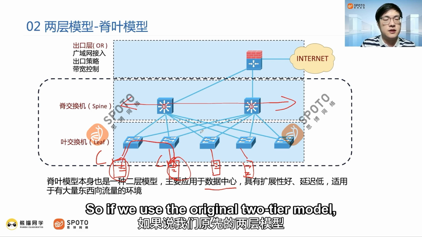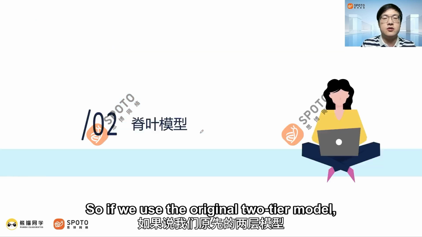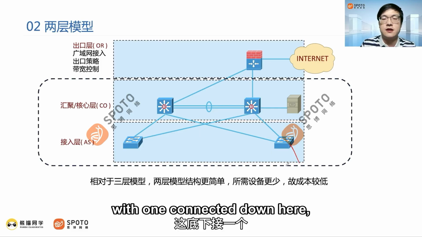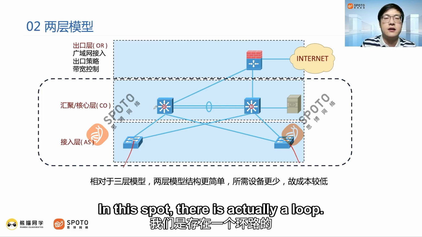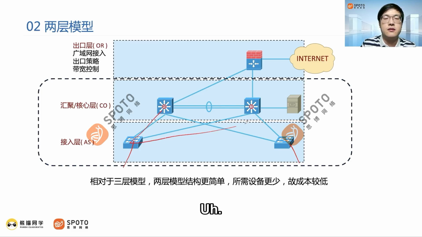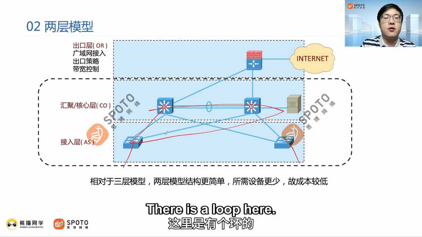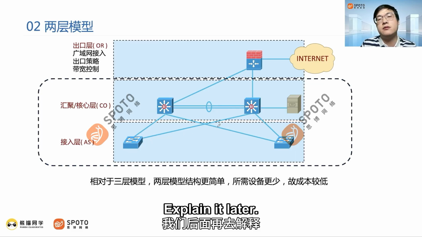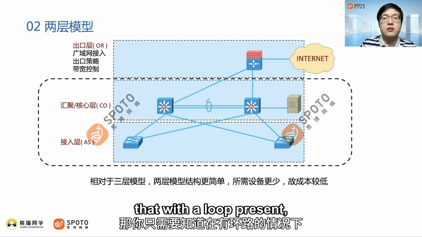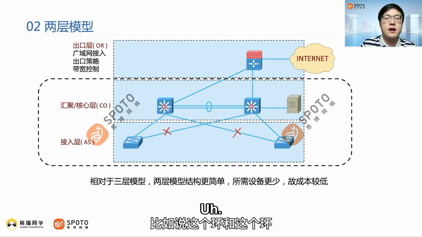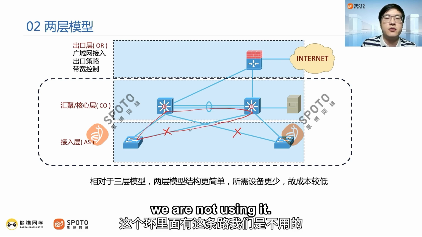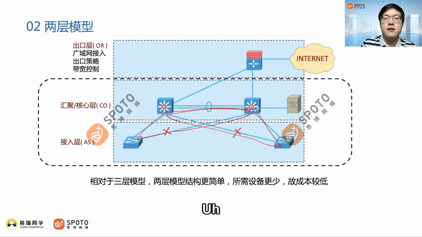So if we use the original two-tier model, in this spot we have a loop. There is actually a loop here. This loop issue, we will explain later. You just need to know that with a loop present, one of these links is currently not in use. For example, within this loop, we don't use this path, and we don't use these two.